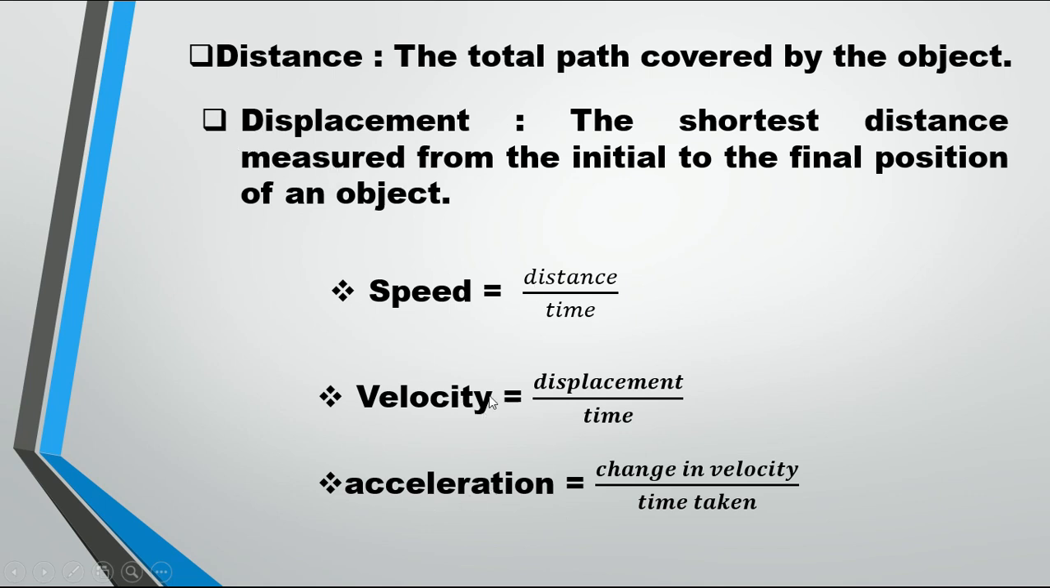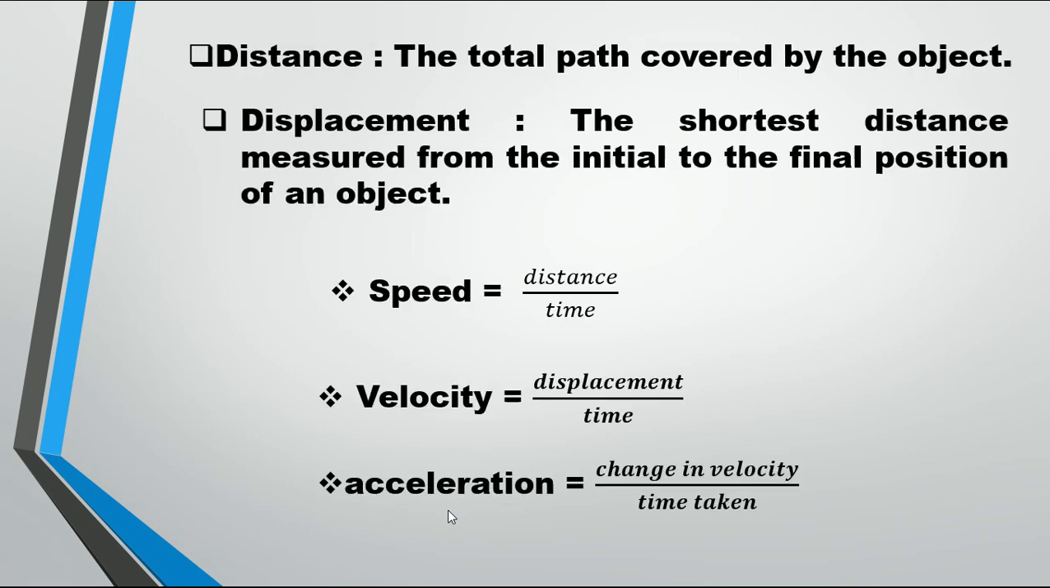What about distance? Is it a scalar quantity or a vector quantity? It is a scalar quantity. Distance is a scalar quantity. Speed is a scalar quantity, but displacement, velocity and acceleration are vector quantities. We will study more about these in class 11th. Okay.